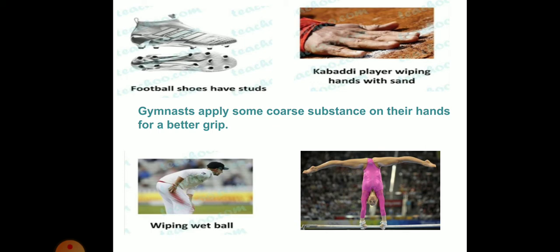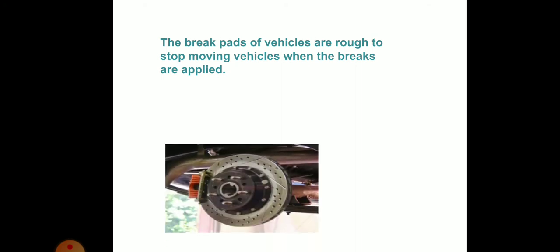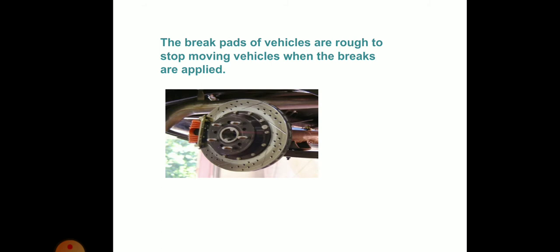Next you can see gymnastic players. Gymnasts apply some coarse substance on their hands for a better grip. So to get a good grip while playing, they apply a hard, coarse substance on their hands. This is how we can increase the friction. You can see other examples also. The brake pads of vehicles are made rough to stop a moving vehicle when the brakes are applied. So the brake pads are also made rough.